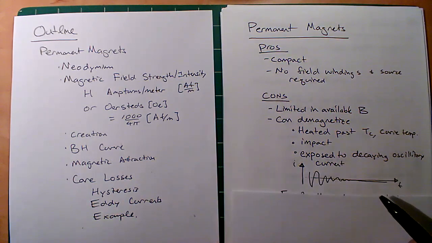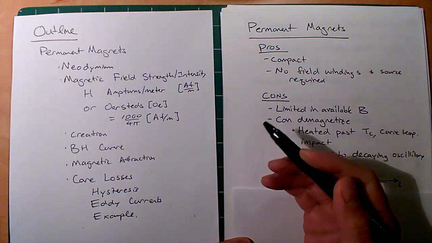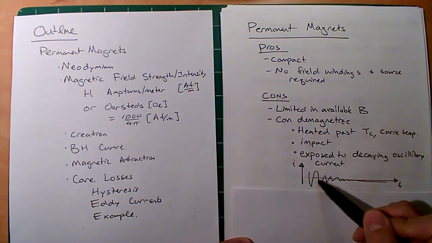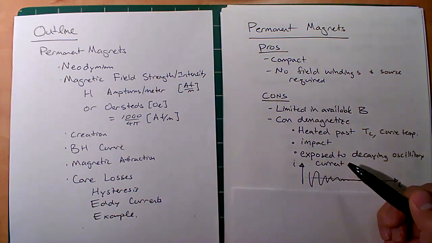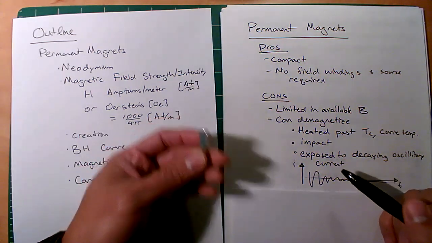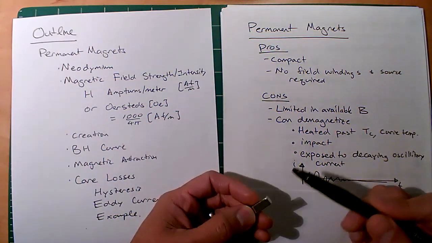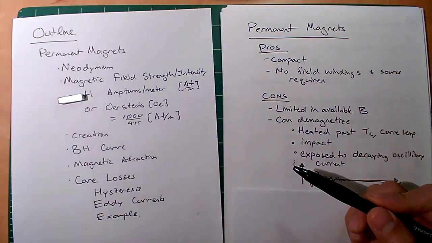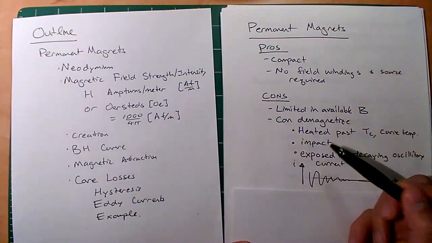And that's interesting. So what does that mean? If you had a current creating an external electromagnet, and you saw this kind of decaying signal, and it exposed this magnet to this decaying magnetic field, you could kill a magnet that way. It's kind of interesting to see why, and when we look at the BH curve, hopefully we can understand why.